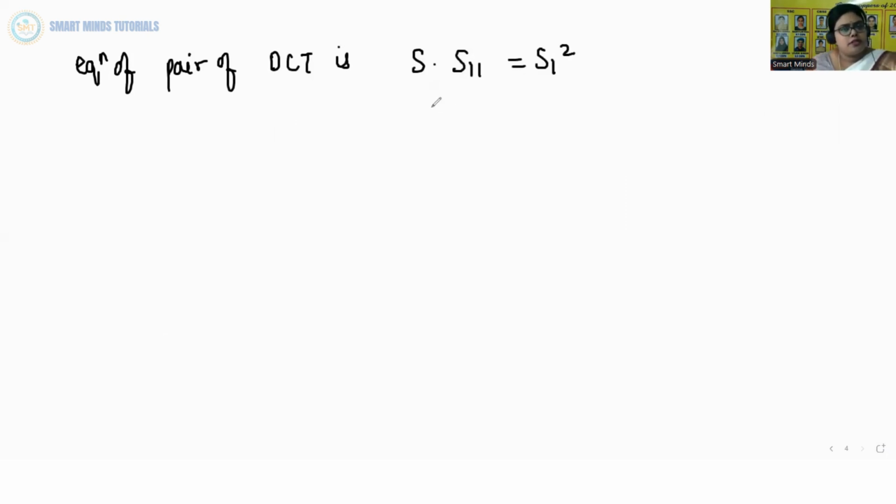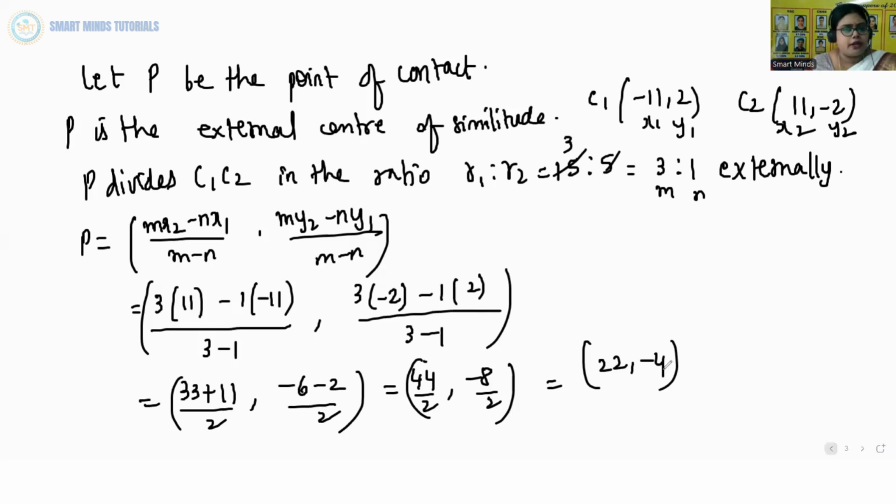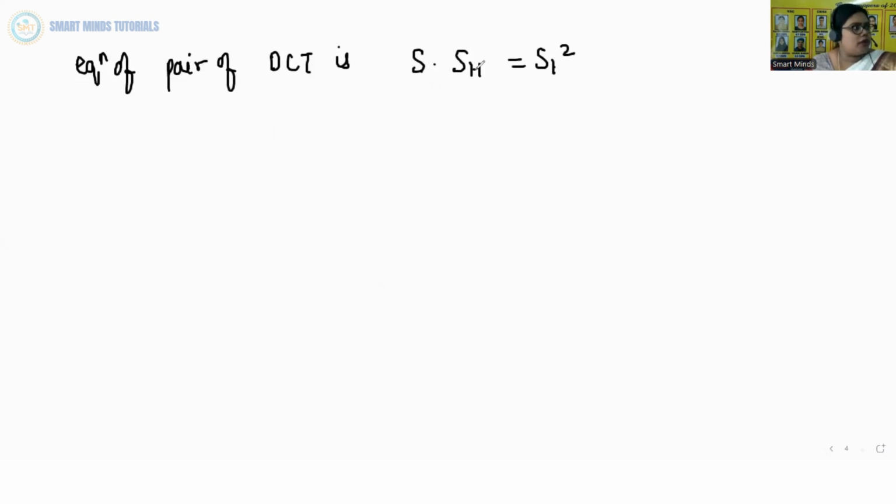Now we need to find out equation of pair of direct common tangents. So we have a formula for this. Equation of pair of direct common tangents is S into S11 is equal to S1 square. So it is very important to understand what is S, what is S11 and what is S1. So S is the circle equation. Any one circle equation you can take. And S11 is, just now you got point of contact, right? This point, if you substitute in that circle equation, you get S11. And S1, there is a formula, I will write it down.